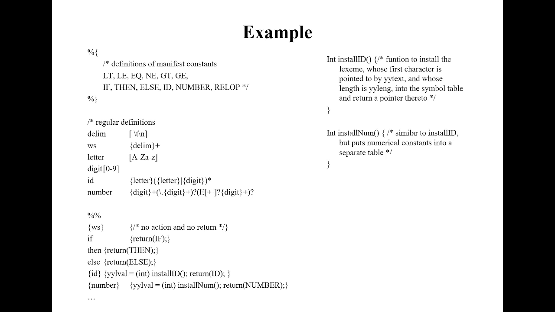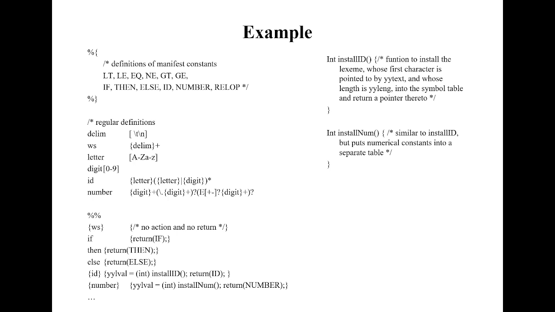Now in the regular definition, first we are going to give the delimiter. The delimiter will be the empty space, tab space, and the new line. Then we'll be having white space. So white space will be n number of delimiters, right? Then letter. So we'll be having capital letter A to Z and the small case letter a to z. Digit. So digit is 0 to 9, totally 10 digits.